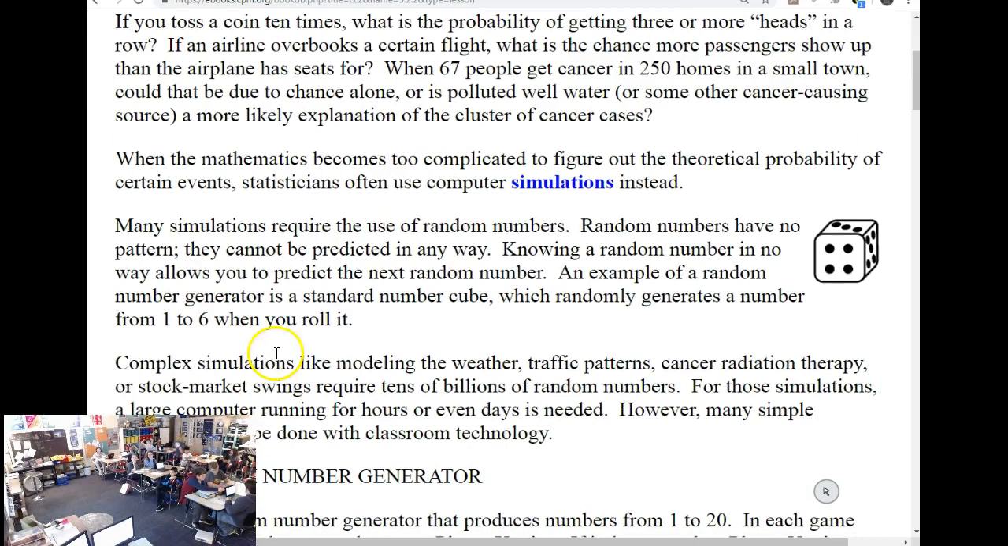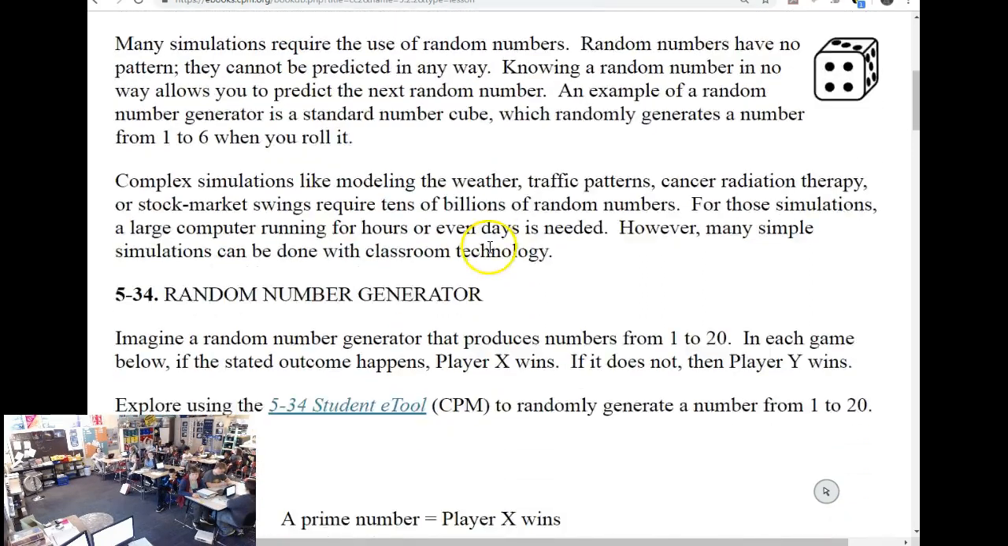So many simulations require the use of random numbers. And to be truly random, you have to take out the human element. If you walk up to somebody and say, pick a number between 1 and 10, it's not truly random. You're going to get one result out of the numbers you give them, but there's probably a reason, like, oh, I like the number 7, or I like odd numbers versus even numbers. It's not truly random unless we use a computer.